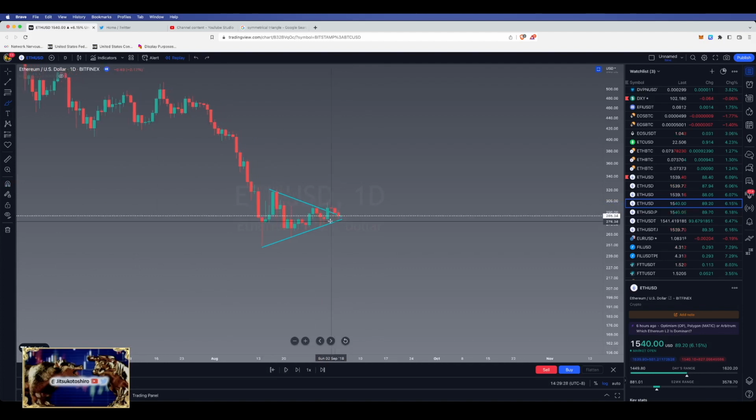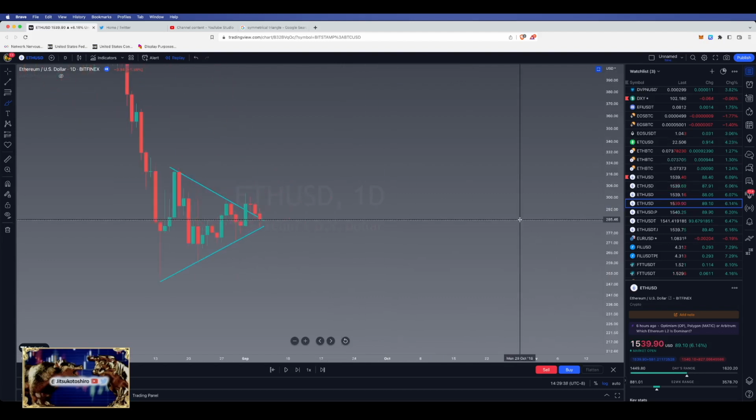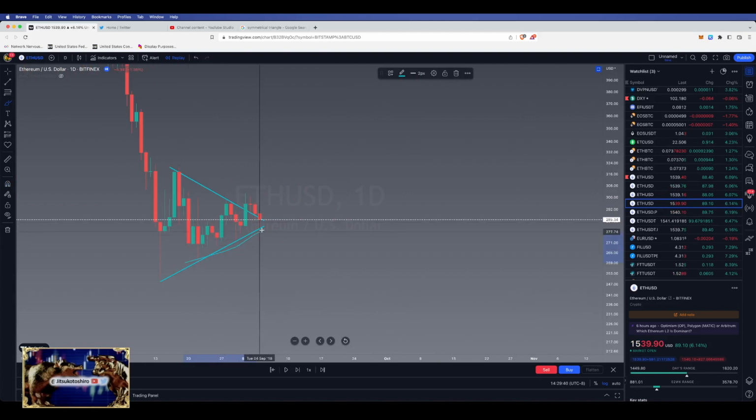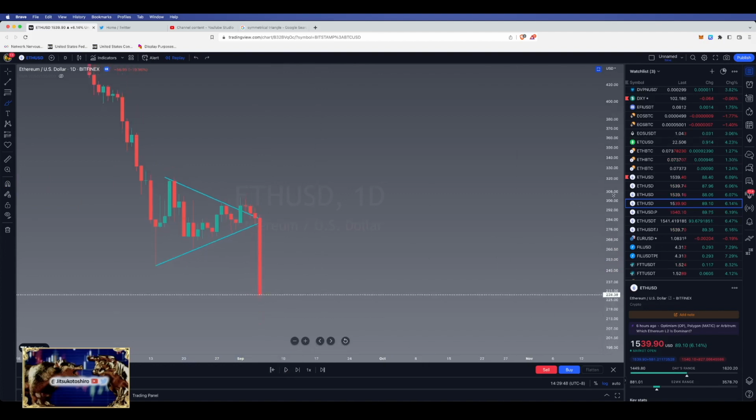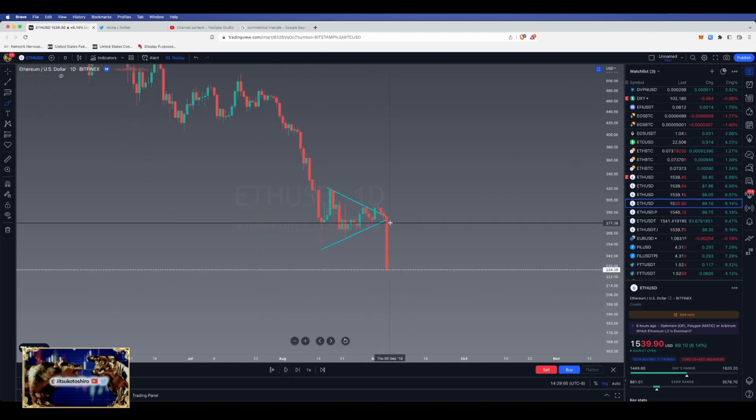Uh-oh. So we held it well for a day. Now it's time for you to say, you know what? It's not holding anymore. We probably are going to break to the downside. So how would you trade this? You wait for this trend line to break. You wait for it to break. So let's go ahead and see what happens on the next day. Boom. So there you go. There's your move to the downside.